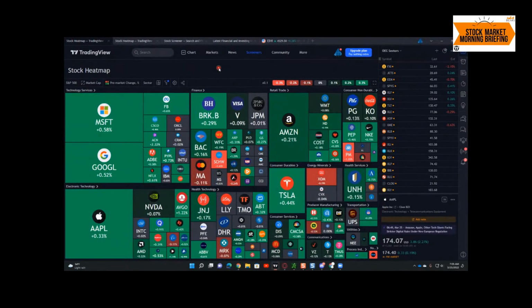You can easily see the FANGs here, right? We've got Microsoft, Google, Apple, Nvidia, Netflix. And if you want to have FANGMAN plus T, then we've got Tesla too. So the FANGs are looking really good this morning. They are the drivers of the market, right?